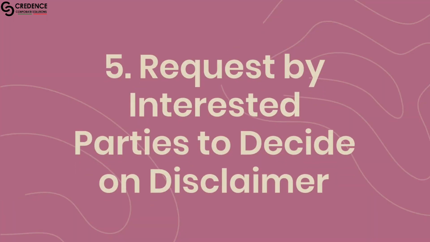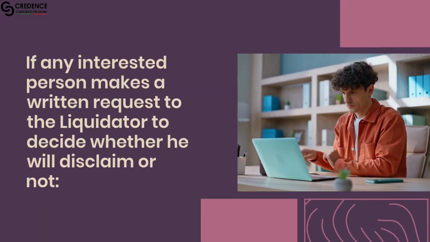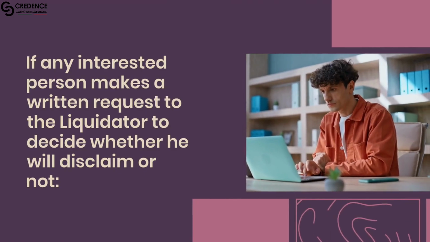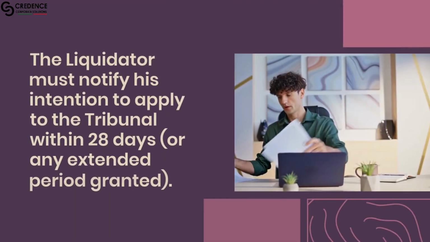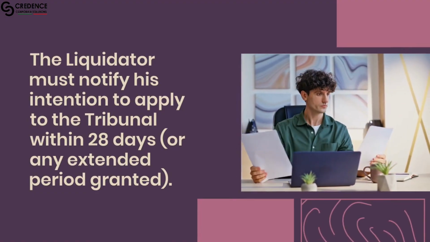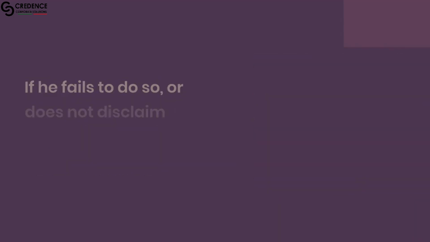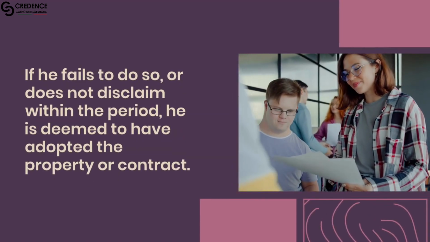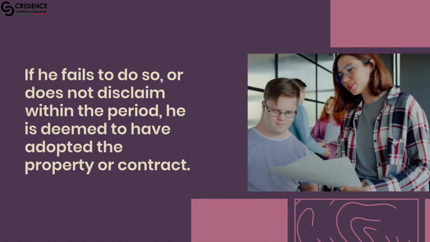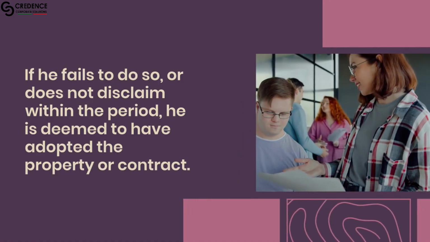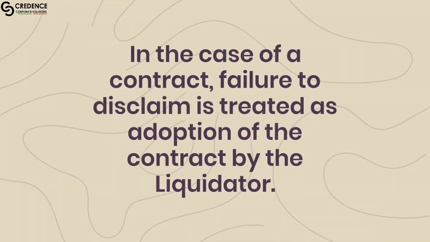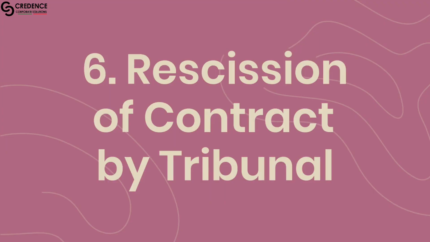5. Request by interested parties to decide on disclaimer. If any interested person makes a written request to the liquidator to decide whether he will disclaim or not, the liquidator must notify his intention to apply to the tribunal within 28 days, or any extended period granted. If he fails to do so, or does not disclaim within the period, he is deemed to have adopted the property or contract. In the case of a contract, failure to disclaim is treated as adoption of the contract by the liquidator.